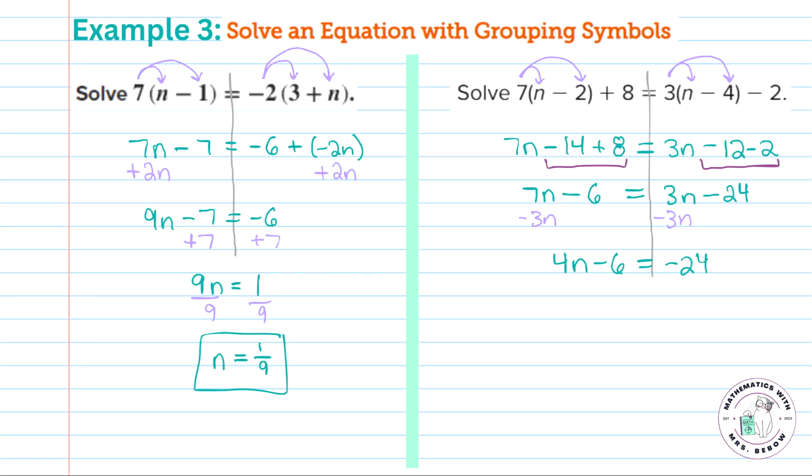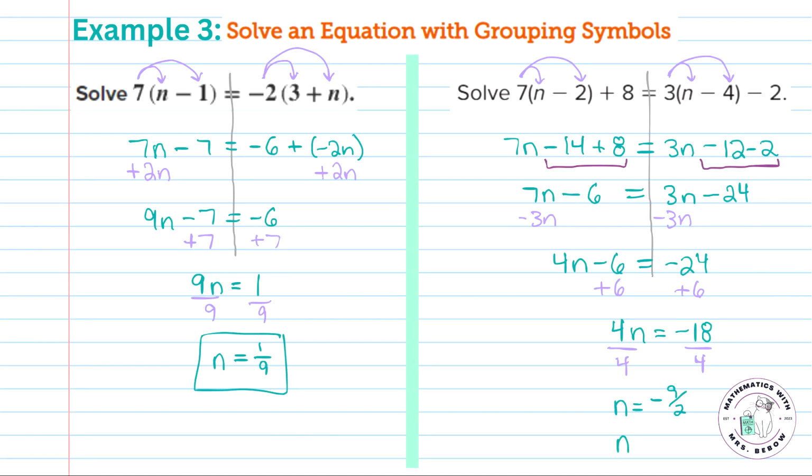And then we're going to have a two-step equation here to solve. And so we're going to add 6 to both sides so we can get rid of that subtracting 6. We'll have 4n equals negative 24 plus 6, which is going to put me at negative 18. And then our last step is to divide both sides by 4. And we're going to get n equals negative 9 over 2.